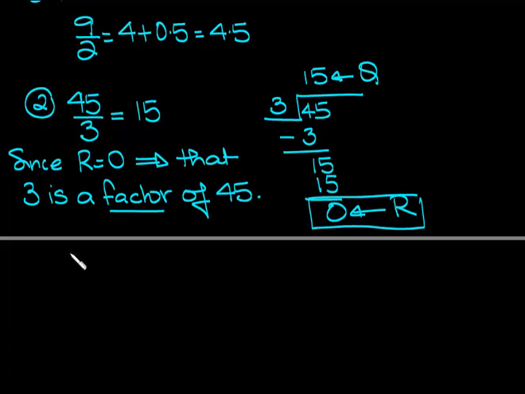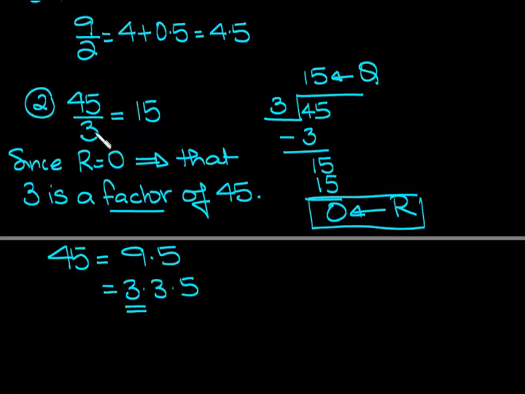That basically means that if I were to factor 45, remember from chapter 1, factoring means you want to write something as a product. So if I were to factor 45, one of the factors will have to be 3. So let's think about it. 45 is the same thing as 9 times 5. And then 9 is 3 times 3 times 5. So you can see one of the factors is my divisor.